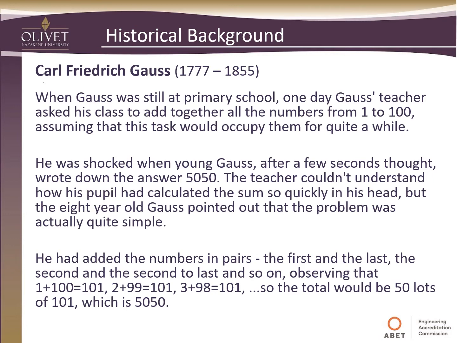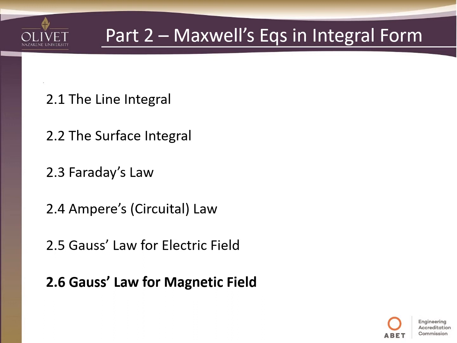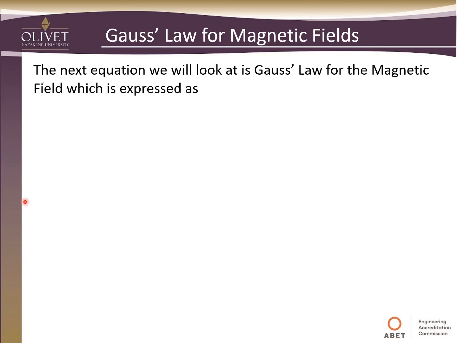So we'll be concluding part 2 with this lecture as we wrap up Maxwell's equations in integral form, again doing Gauss's law for magnetic fields. The next equation we'll look at, like we said, is Gauss's law for magnetic fields, which is expressed as this equation here. What this equation is telling us is that if we sum up the magnetic flux density over some closed surface, then this should always equal zero.